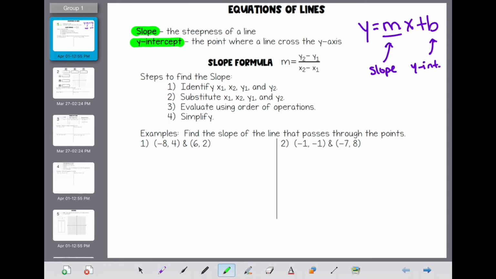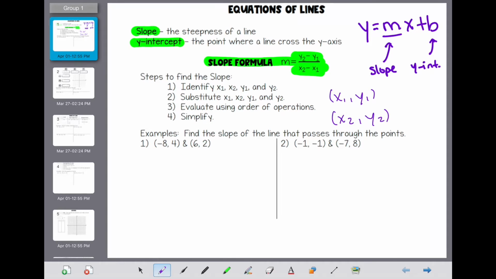Our slope formula is y2 minus y1 over x2 minus x1. Don't confuse that with y equals mx plus b. Y equals mx plus b is the equation of a line, but m equals y2 minus y1 over x2 minus x1 is the slope formula. Your x1, x2, y1, y2 all represent numbers from points. The points we are using would be x1, y1, and x2, y2, and we're filling them into the formula as we see it there.